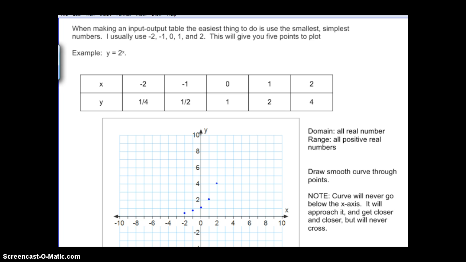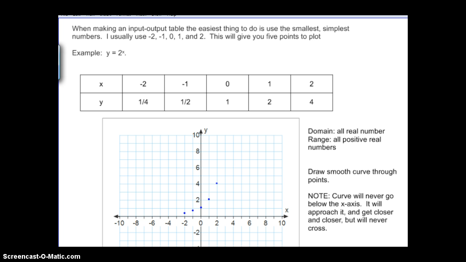This is why at the beginning of this chapter we worked on negative exponents, because you have to be able to calculate 2 to the -2. Remember, that's 1 over 2 squared, and that's how I got that 1/4. So hopefully you're not confused about that.